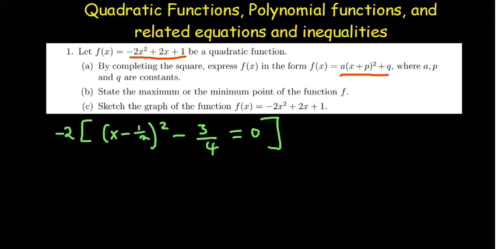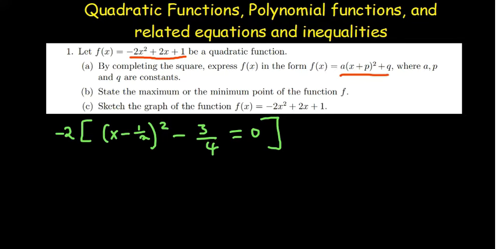So at this point, I believe our equation now is in the form of a, and then you've got x plus p squared plus q, and all that. Is it in that form already? I believe we've placed it now in that form.